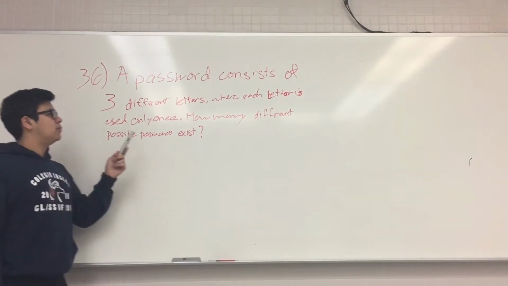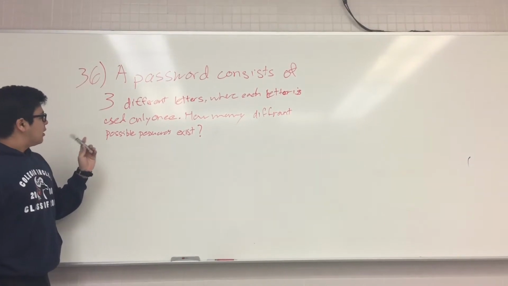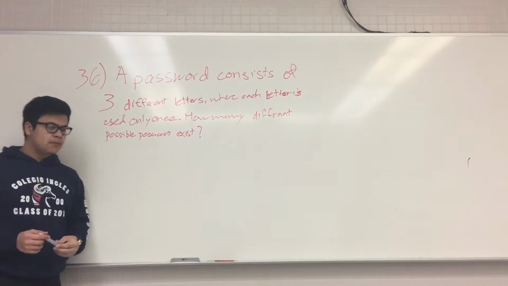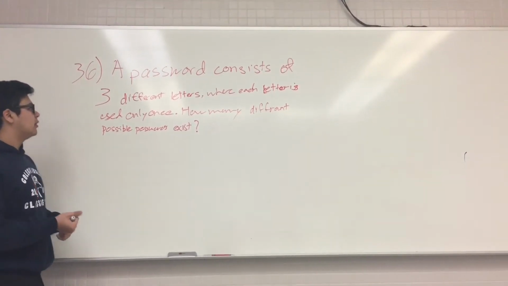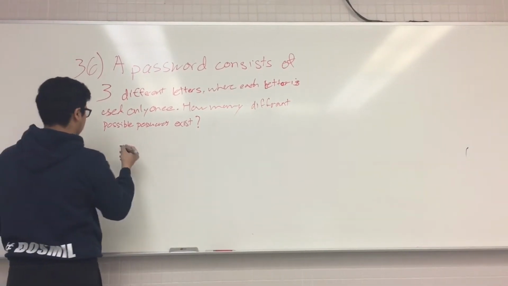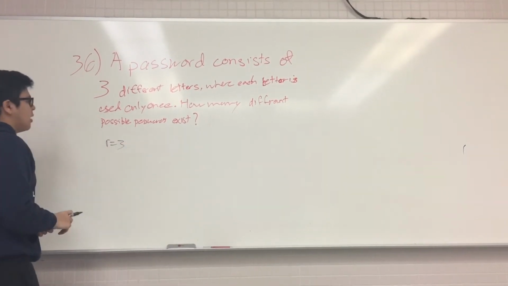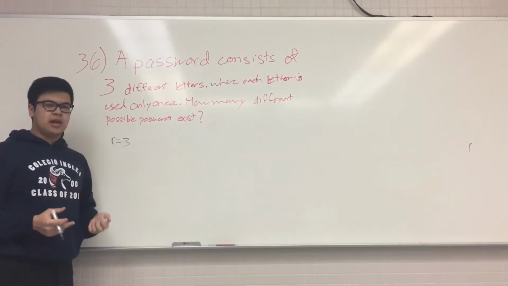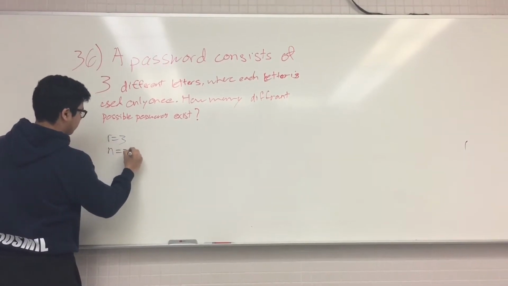36. A password consists of 3 different letters where each letter is used only once. How many different possible combinations exist? This is a problem either of permutation or of combination. The first thing we know is that we have 3 different spaces to fill out. So our R is going to be 3. And the letters of the alphabet are 26. So our N is going to be equal to 26.